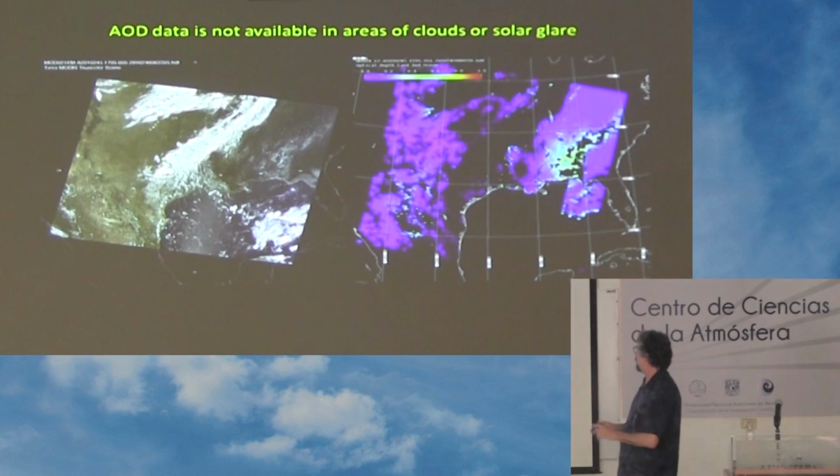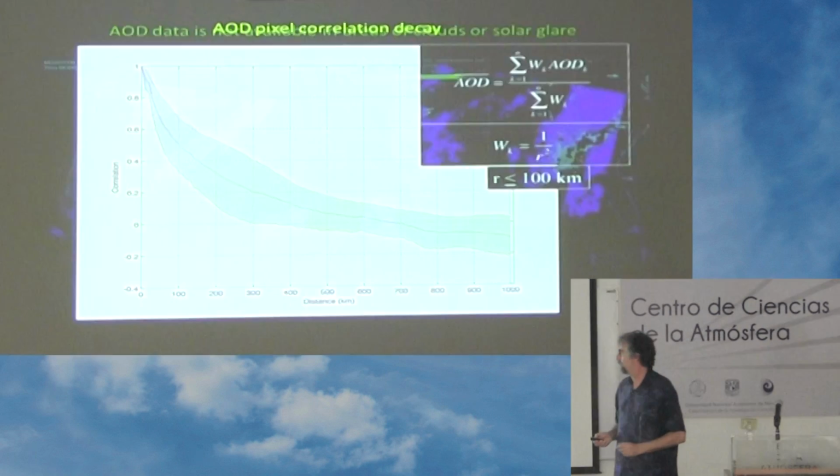Let me just show you another example of this. This is the Gulf of Mexico. Here's an aerosol optical depth field for one particular day. There's no data here because of these clouds. There's no data here because of these clouds. So this is a problem.